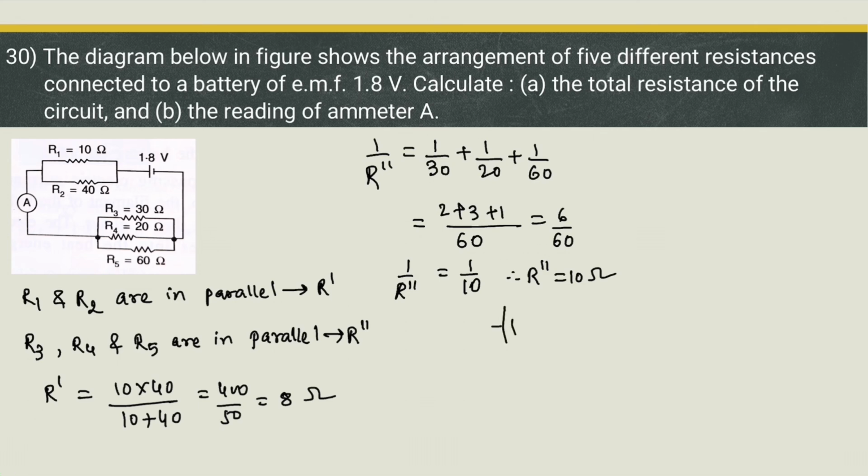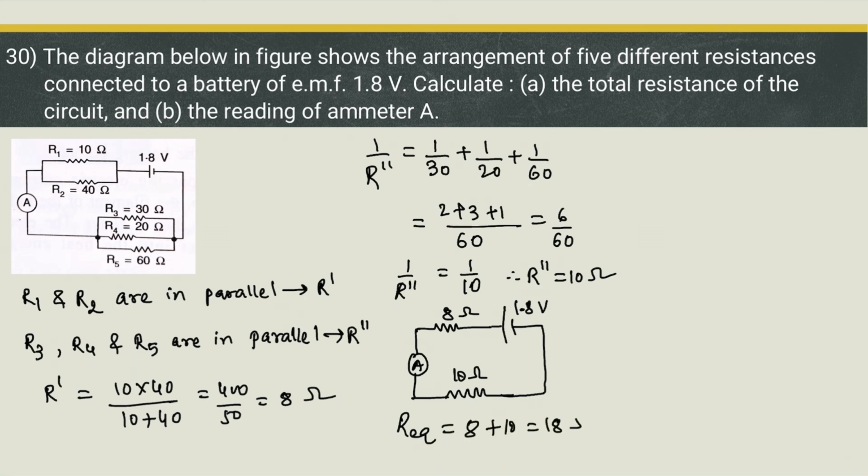Okay, so let us draw the circuit diagram for that. This is R dash 8 ohm, that is connected to ammeter. Ammeter is connected to effective resistance of R3, R4, R5, which is 10 ohm, and that combination is connected to a cell which provides 1.8 volt EMF. So effective resistance here becomes 8 plus 10, which is 18 ohm.